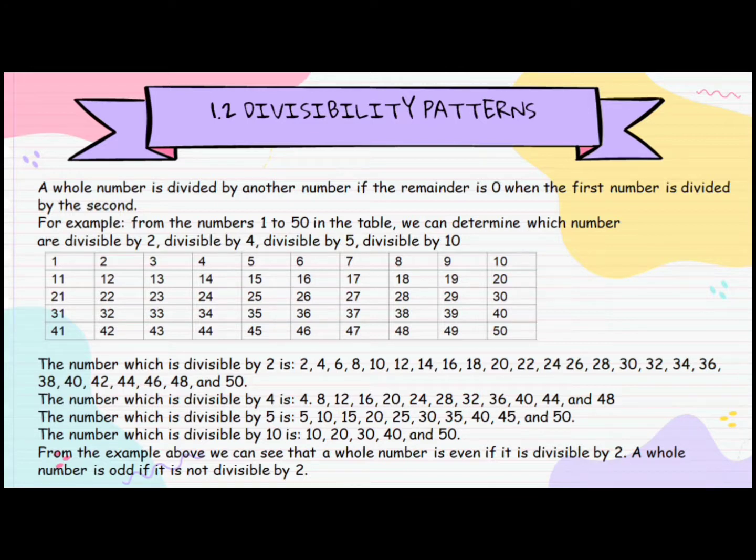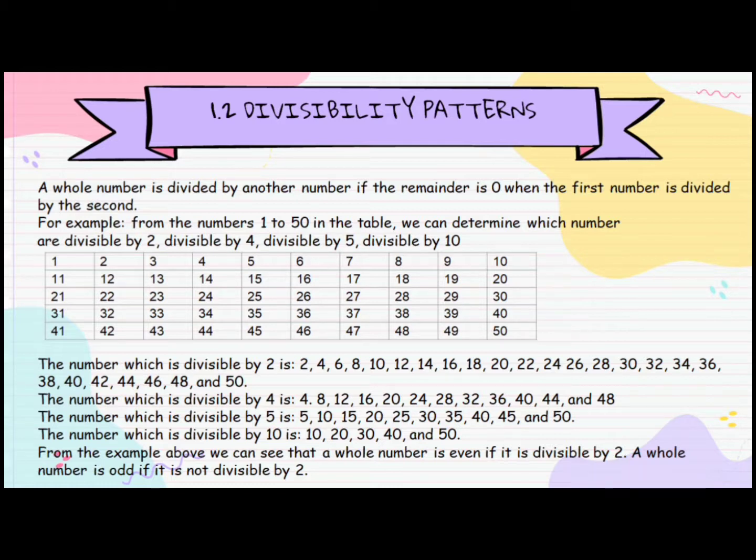The numbers which are divisible by 2 are 2, 4, 6, 8, 10, 12, 14, 16, 18, 20, 22, 24, 26, 28, 30, 32, 34, 36, 38, 40, 42, 44, 46, 48, and 50.